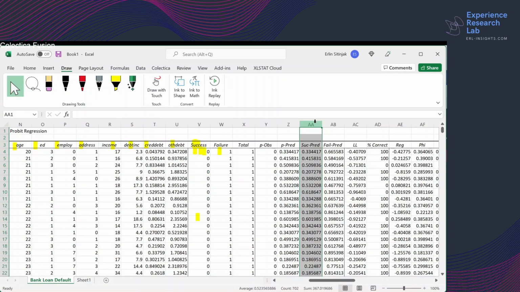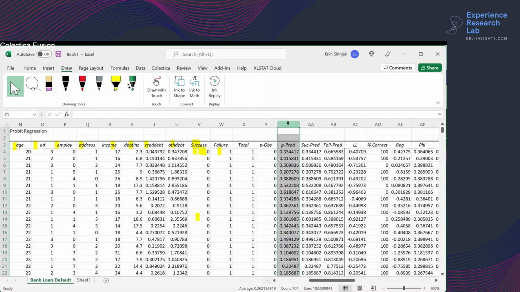Column AA presents the scores that will be used to predict the likelihood to default on bank loans, and column AB is technically the other side of the column AA. So if it is 0.33 here in column AA, it must be 0.67 in column AB, because the total of these two columns must always be 1. So this is 1 here. It's also 1, 1, 1, and 1.